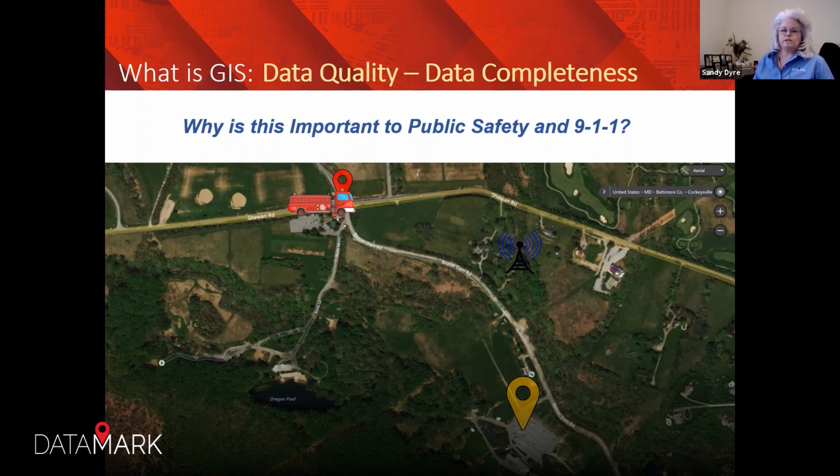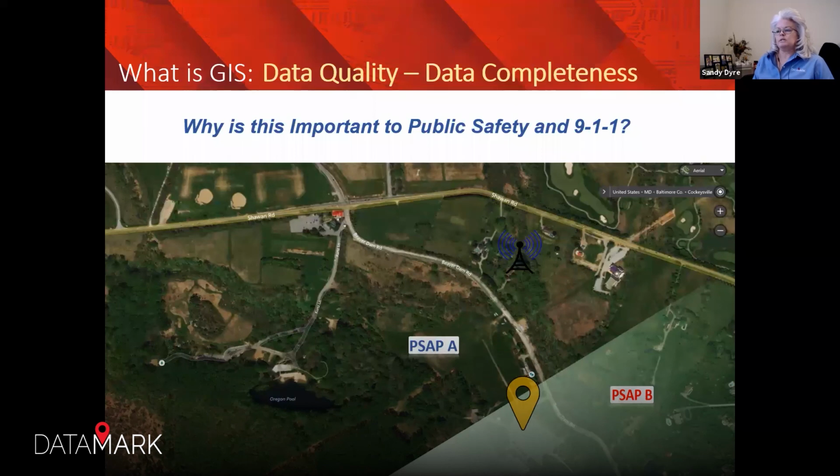The problem we run into in next generation 911 is what happens when the actual location, the address point on the structure, sits within a different response boundary. In next generation 911, the 911 call coming from this structure is actually going to route to a different PSAP, not PSAP A, where the point on the road is, and could end up being a completely different response altogether.